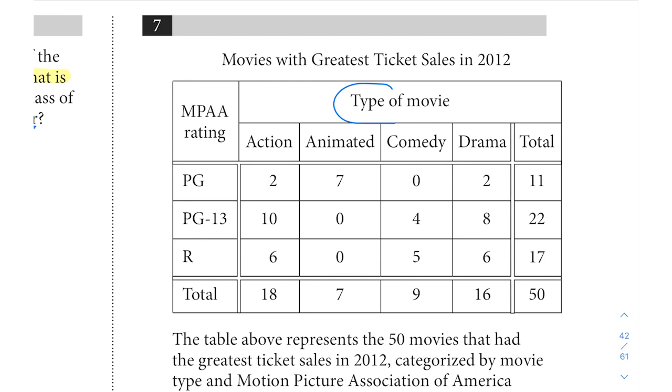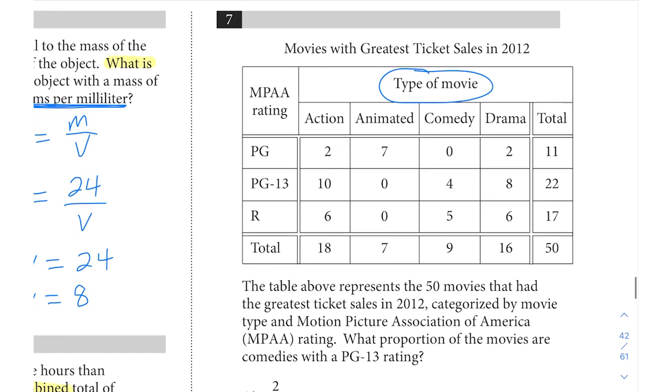Okay, let's move over and take a look at question 7, which has some information given in a table here about types of movies and the corresponding ticket sales. And so let's read what they want to know. It says the table above represents the 50 movies that had the greatest ticket sales in 2012, categorized by movie type and Motion Picture Association of America rating. What proportion of the movies are comedies with a PG-13 rating?